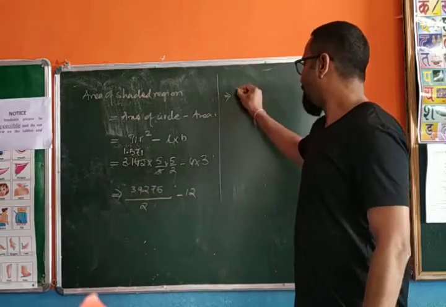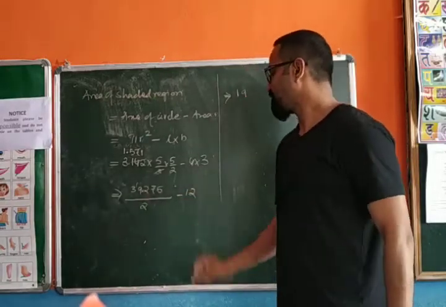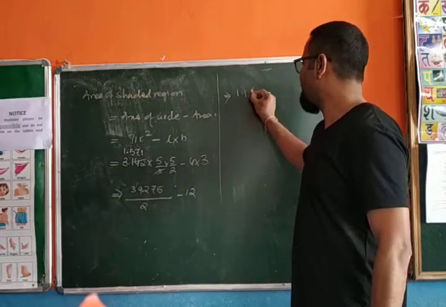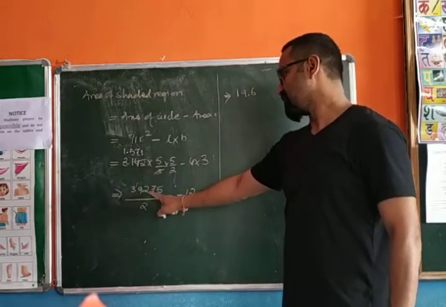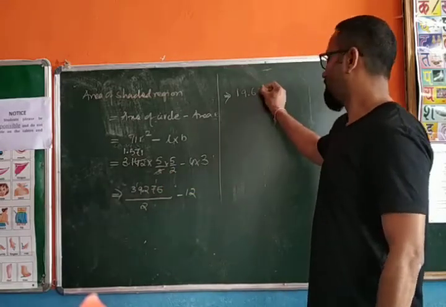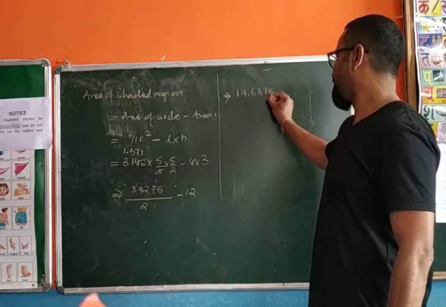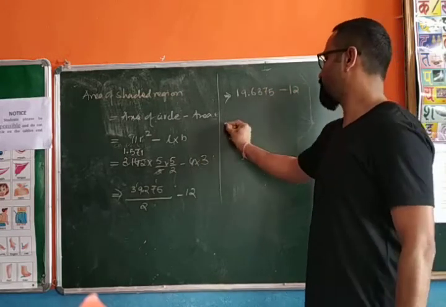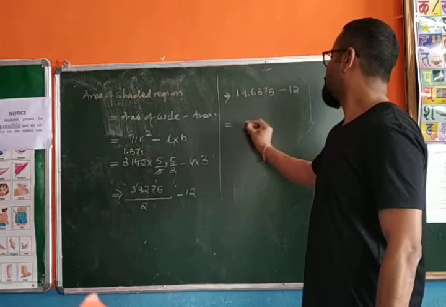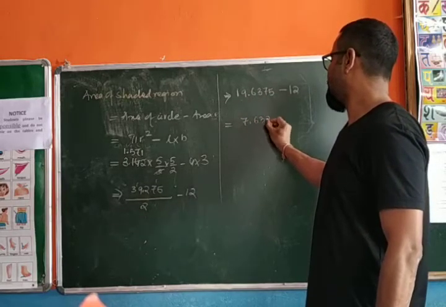2, 1. 1 is left. 2, 9 times 18. Decimal 2, 6 times 12. 7, 3 times. 1 is left. 7 times 5 times minus 12. Subtract. 7.6375.